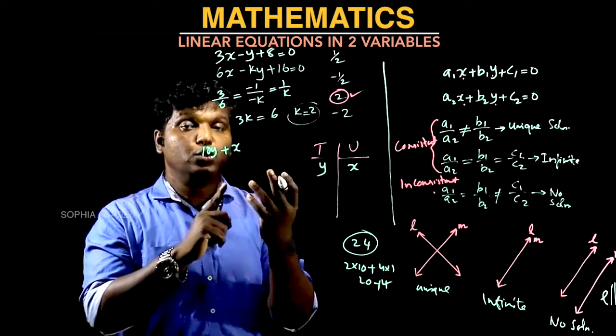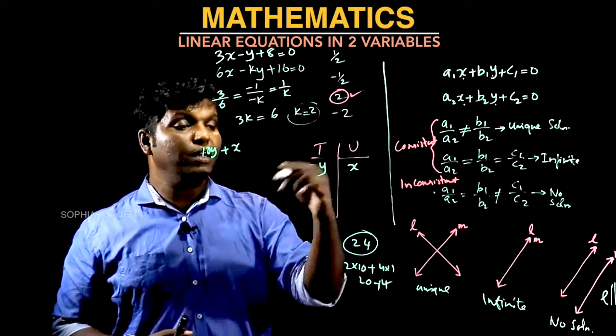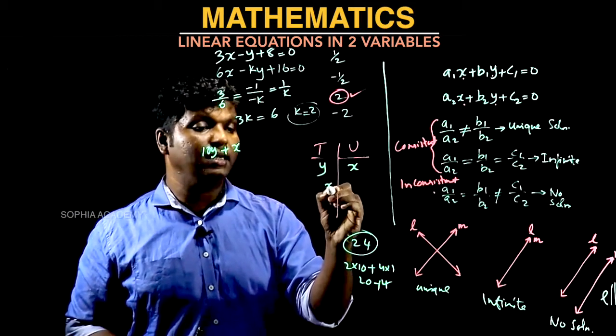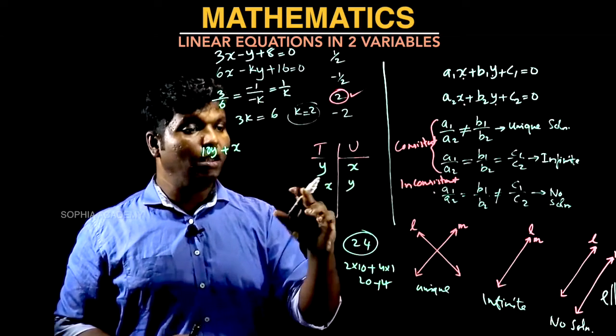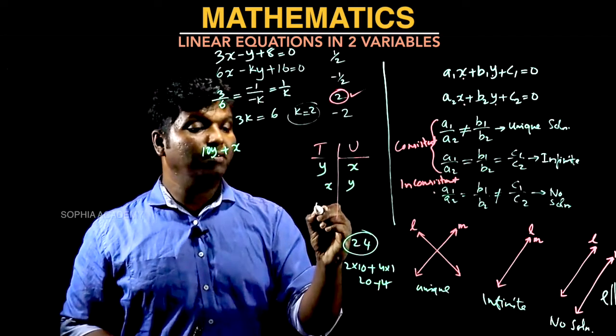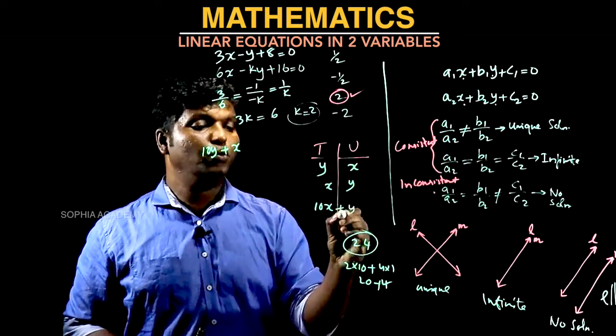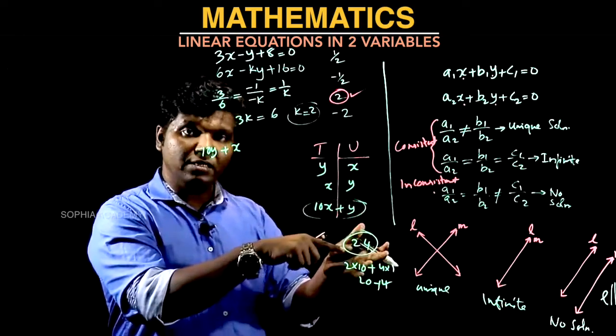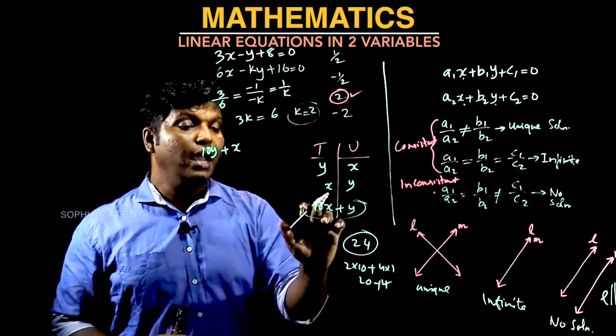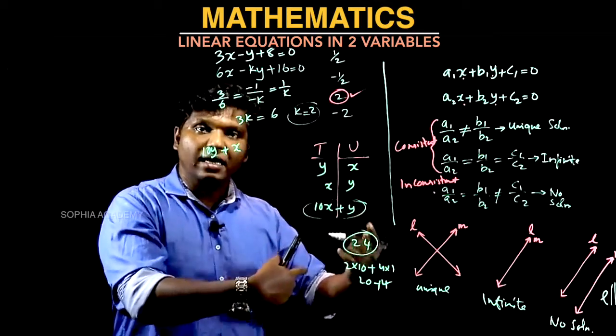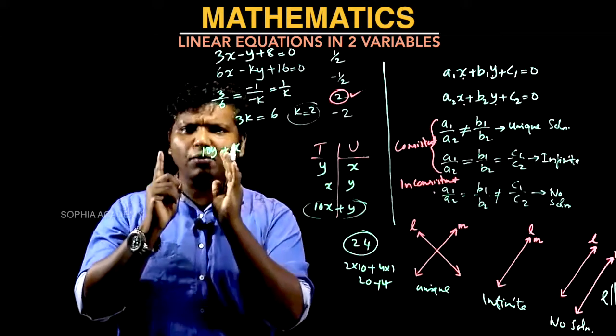That's the original number. So the number when reversed, that means if you are bringing this x here and bringing that y to that position, what will that number be? That number will be 10x plus y, right? This is the original number and this is the number when the digits are reversed. Keeping this in your mind, now let us read the question.